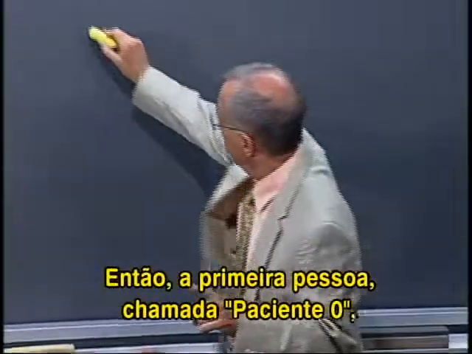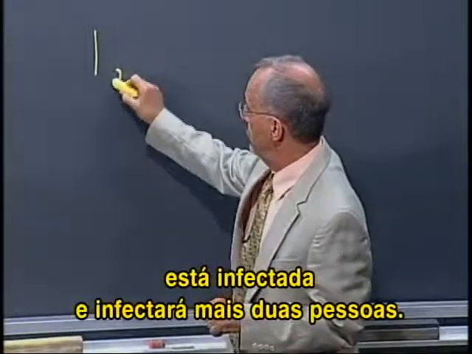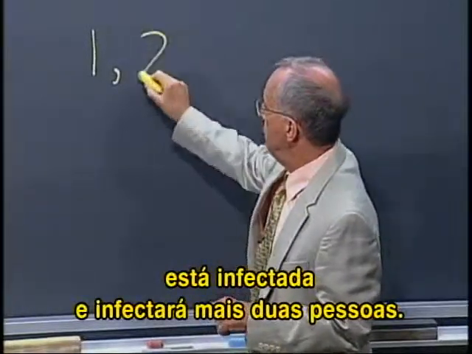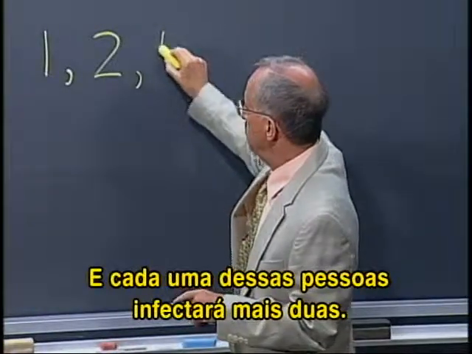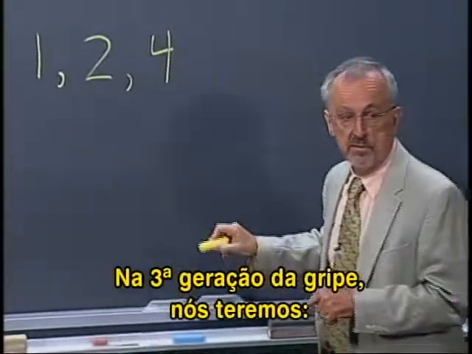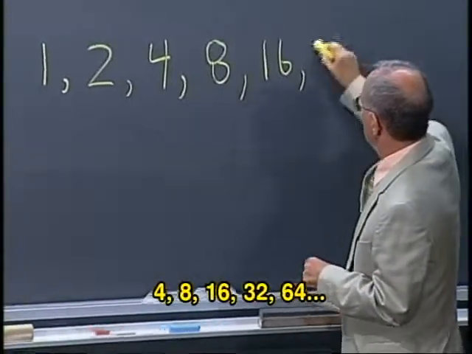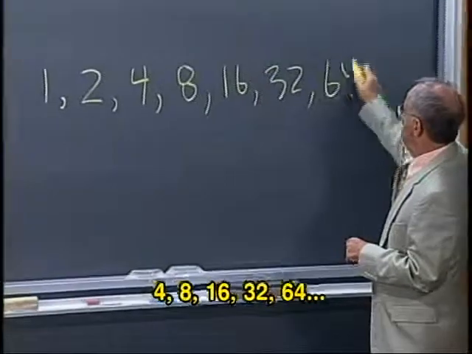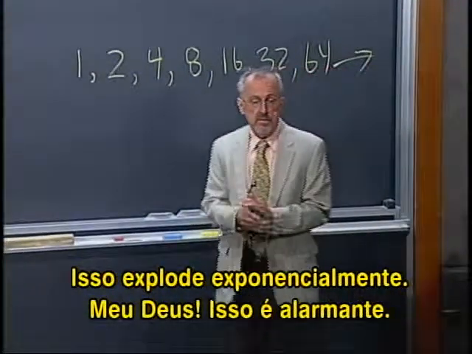Let's think about this. So the first person, call that person patient 0. We now have one infected. And then he or she infects two others. And then each of them infect two others. So in the third generation of the flu, we get 4, and then 8, and then 16, and then 32, and 64. And this explodes exponentially. My goodness, that's very scary.